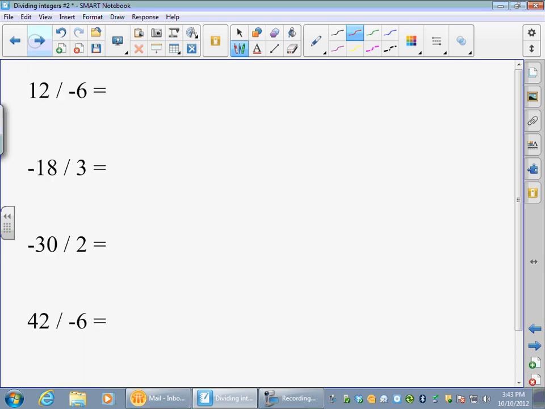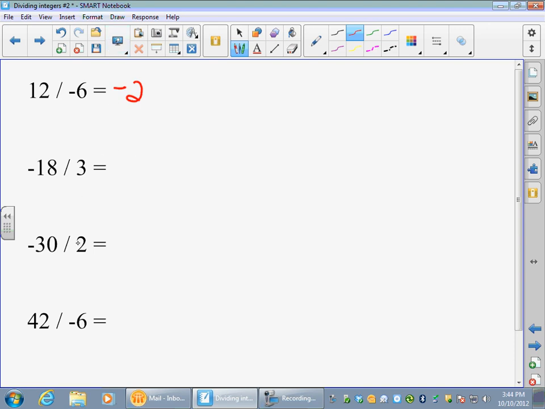Dividing and multiplying actually end up having the exact same rules. If you multiply or divide two numbers that have the same sign, both positive or both negative, your answer will be positive. If you multiply or divide two numbers that have different signs, one's positive and one's negative, then your answer is going to be a negative. That's it. And then you just multiply or divide whatever the problem says. So this one, positive divided by negative, that's negative. 12 divided by 6, 2. That's it. It's that easy. That's all we have to do.